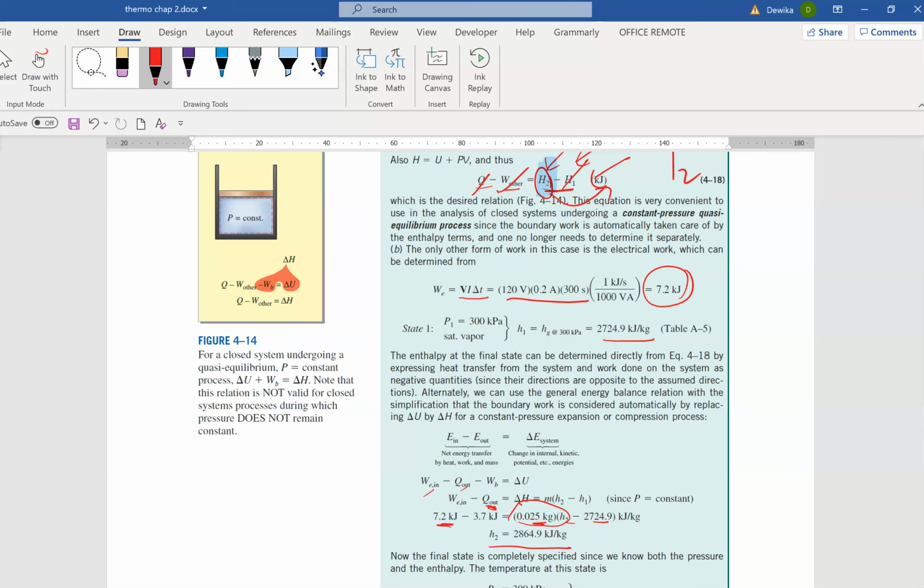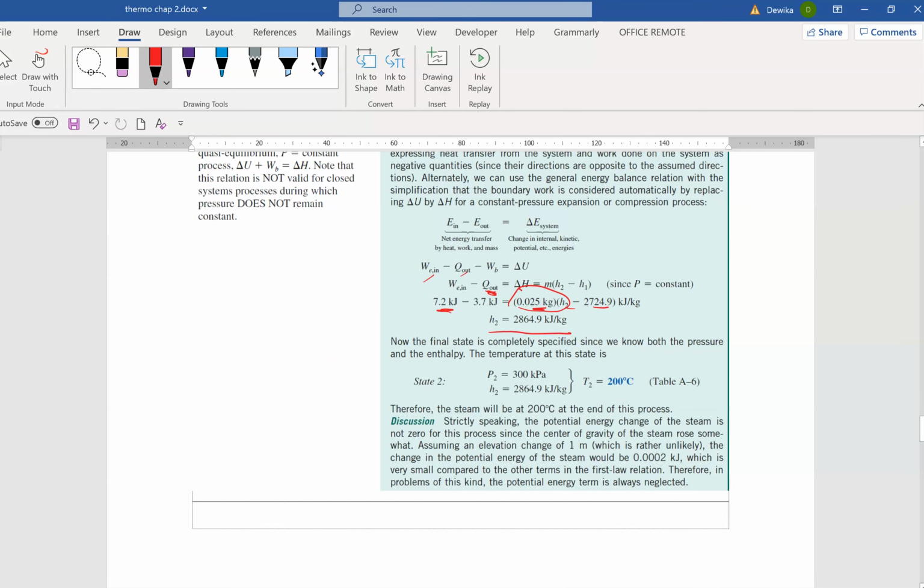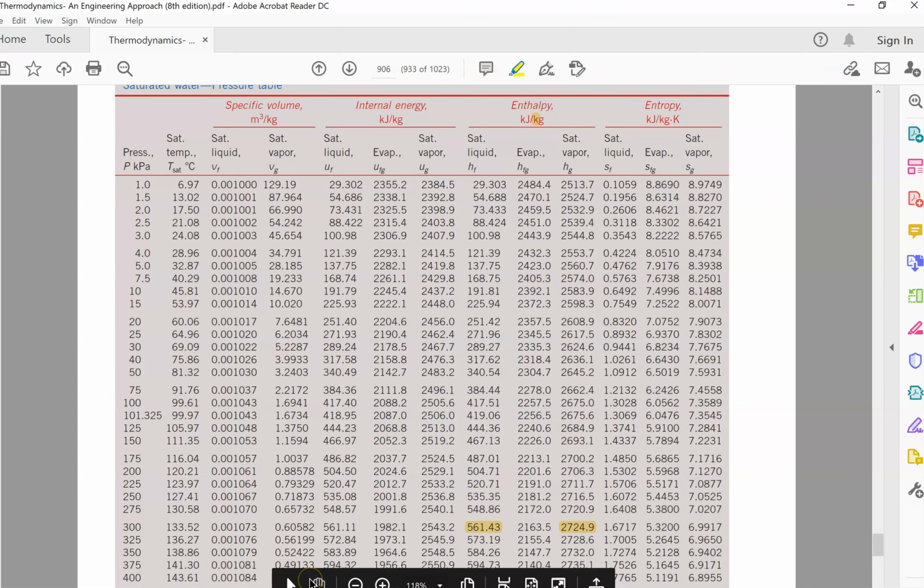Now your working does not end here. You take your H2 value, you have to go back to the steam table. The pressure is 300, right? Go back to your steam table. How do you do that? You go to 300, okay? The pressure is constant. So where is the value?